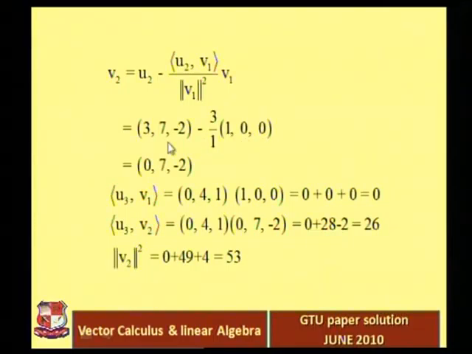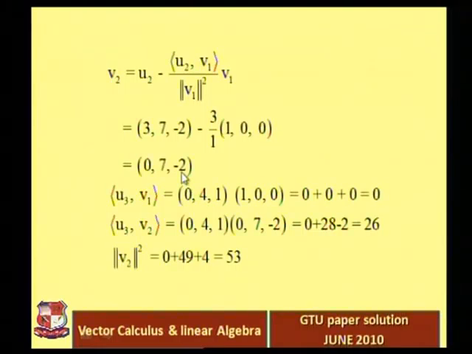That can be understood as 3 7 minus 2 minus 3 times this vector, so that will become 3 0 0. So 3 7 minus 2 minus 3 0 0 is equal to 0, and the second and third coordinates are the same, 7 minus 2. Okay, so v2 is 0, 7, minus 2.